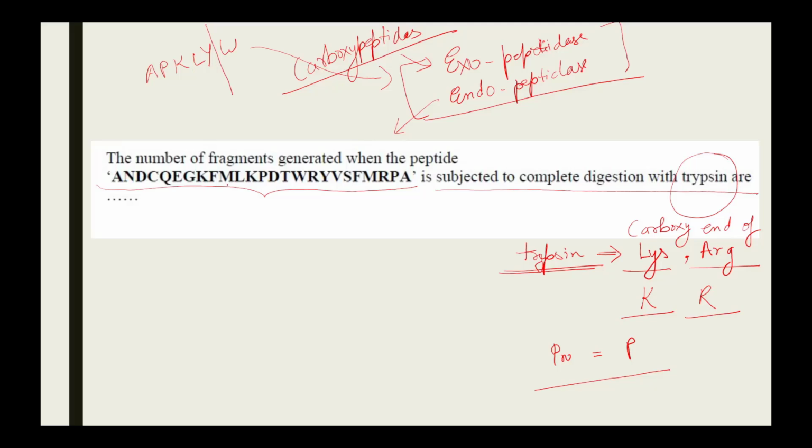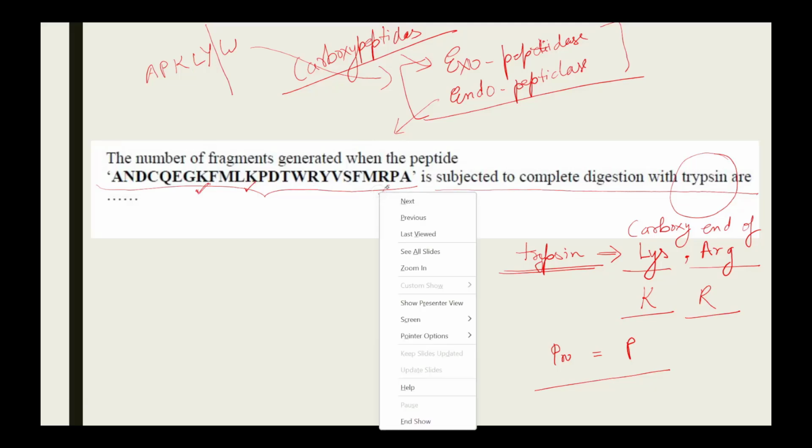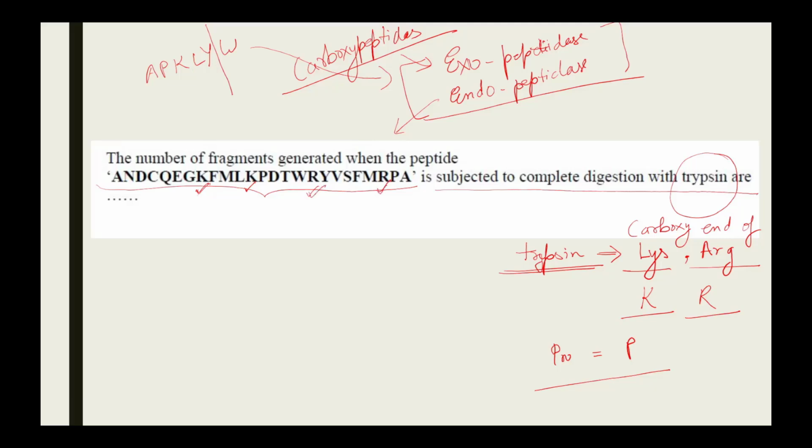So here, let's see how many lysine and arginine residues are present. There is one lysine, another lysine, one arginine, another arginine. So there are two lysine and two arginine residues. If trypsin performs its action on all four sites, then a total of 1, 2, 3, 4, 5 fragments would be generated.